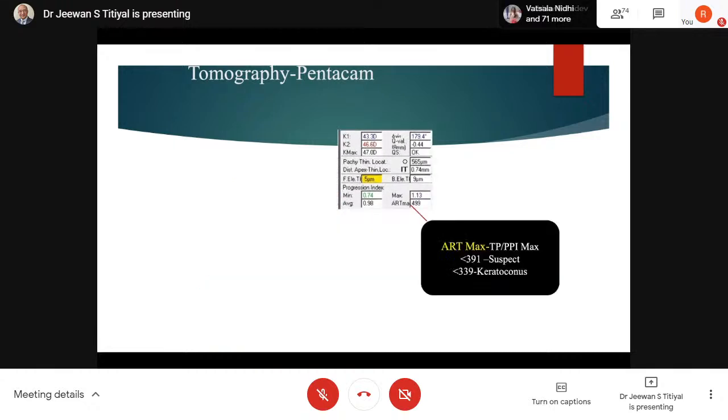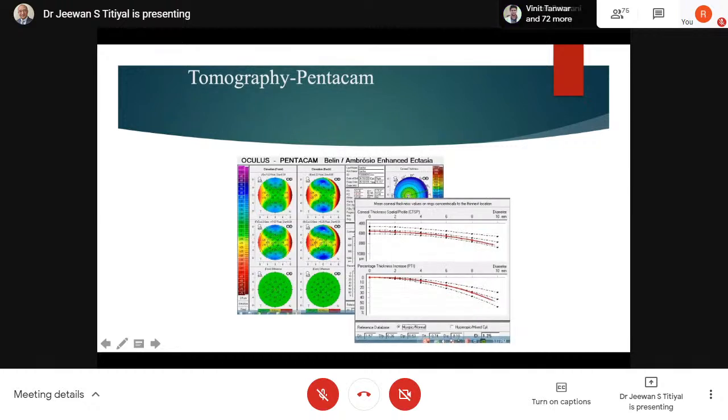If you see this particular segment of the scan, it gives you everything: K1, K2, Kmax, pachymetry, thinnest location, apex, and pachymetry. In fact, if you see this particular chart, anything yellow is suspect. Anything coming red would be a diseased cornea. These are various other parameters.